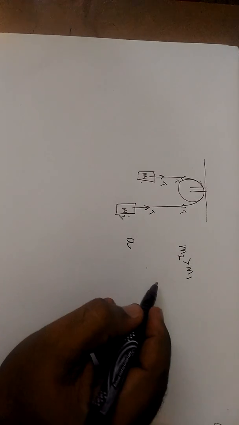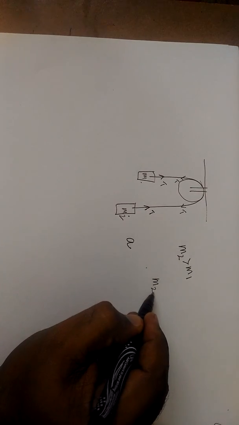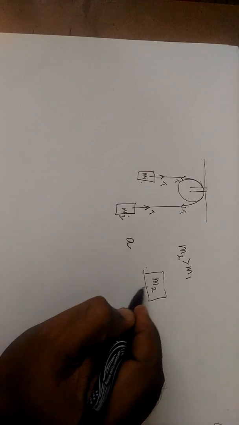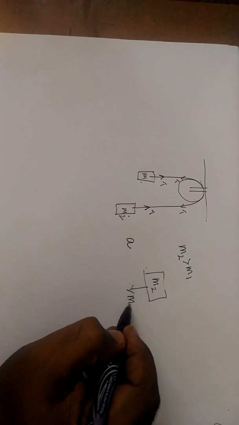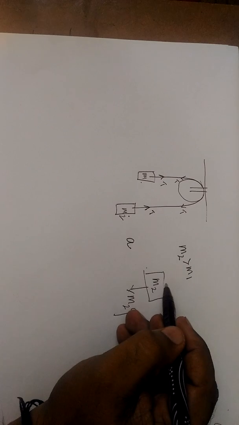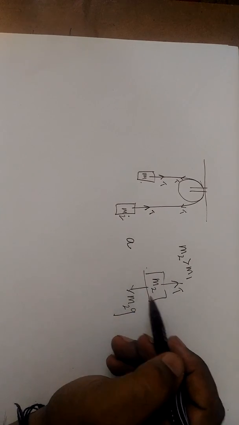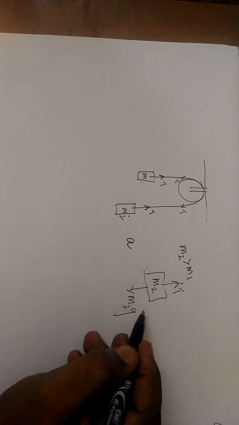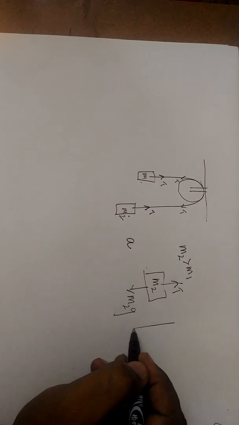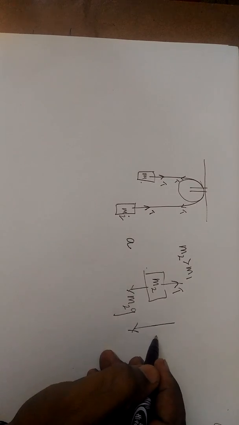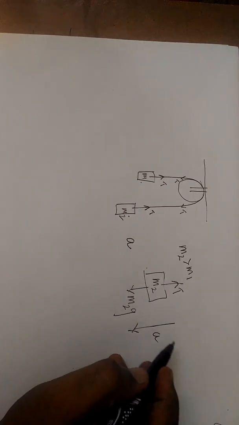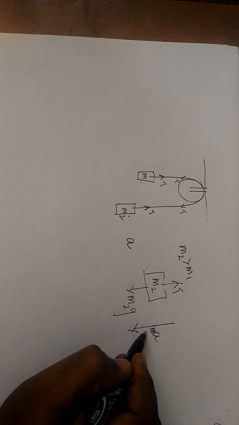So if we draw free body diagrams, let's take M2. What is acting down? It is M2G. And what is pulling it up? There's a tension on the rope which is pulling it up. But which direction will it finally go? It's going down, with an acceleration A. So the force acting is MA.